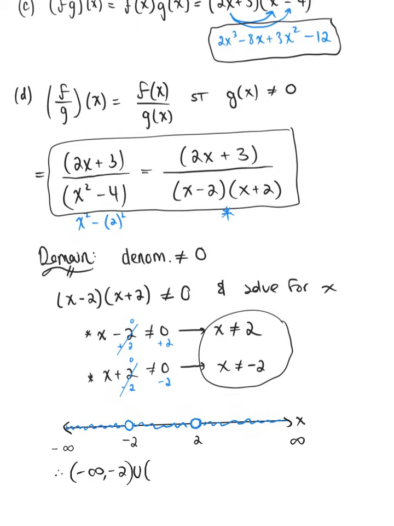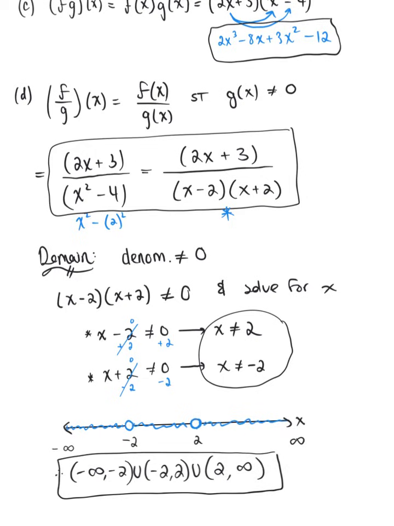Now we unite this with the interval from negative 2 to positive 2. Again, using round parentheses to indicate that x can get infinitely close, but cannot equal 2. And last but not least, we unite this with the interval from positive 2 to positive infinity. And so this is our beautiful final answer here for the domain of the quotient.